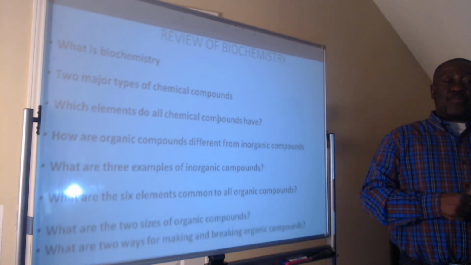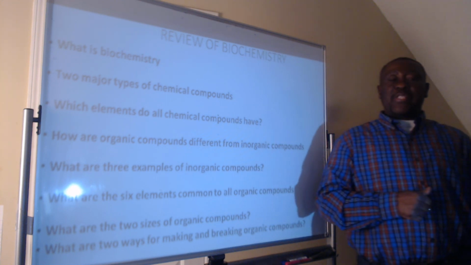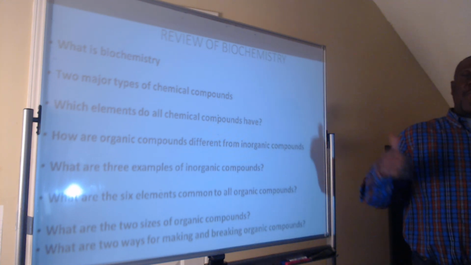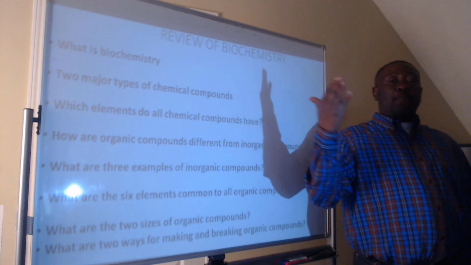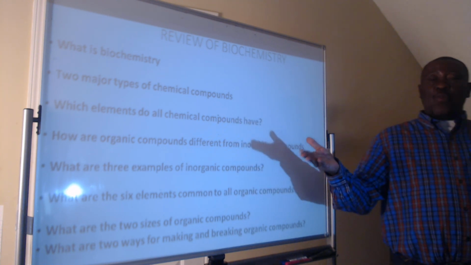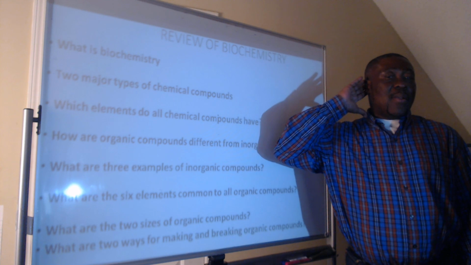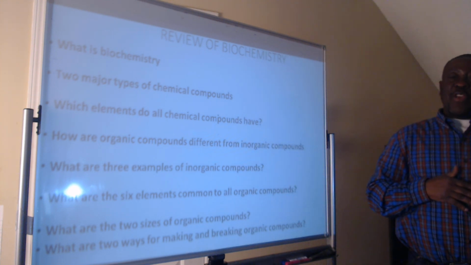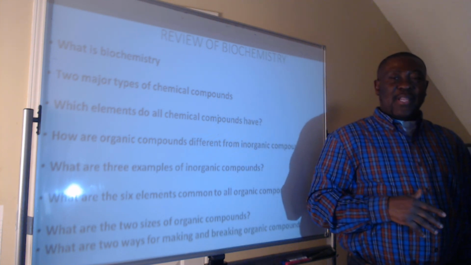All right. And last but not least, what are the two sizes of organic compounds? We said the two sizes can be a polymer or a monomer. Which one is the big brother? That's right, the polymer is the big brother, and of course the monomer is the little brother.